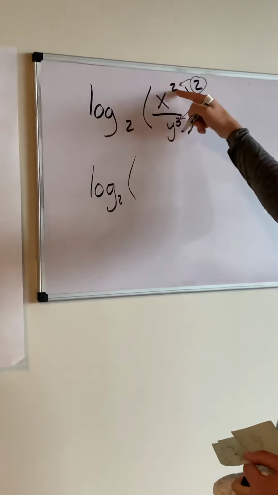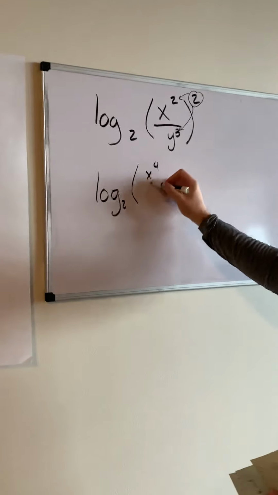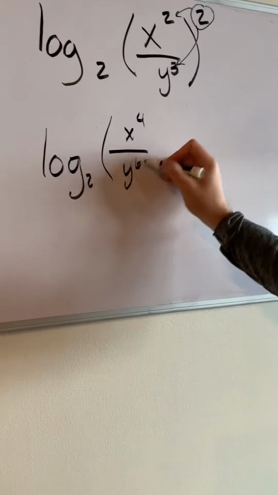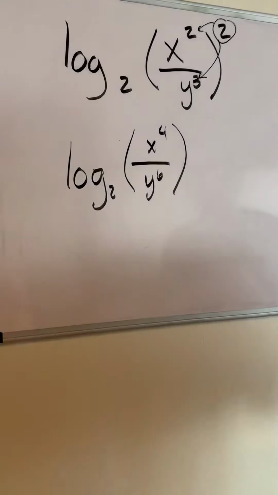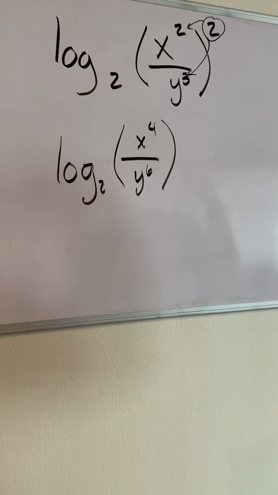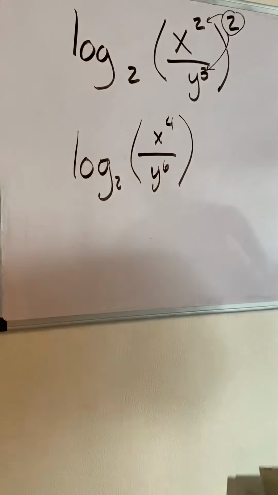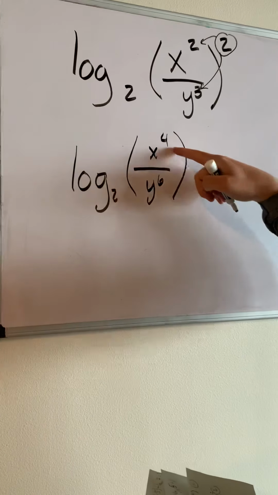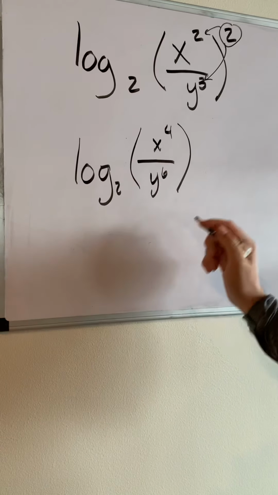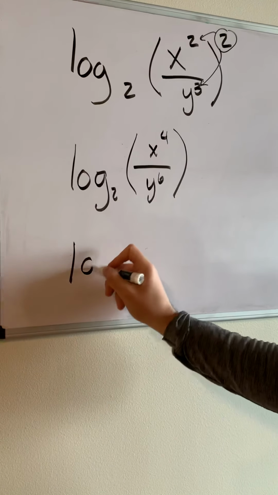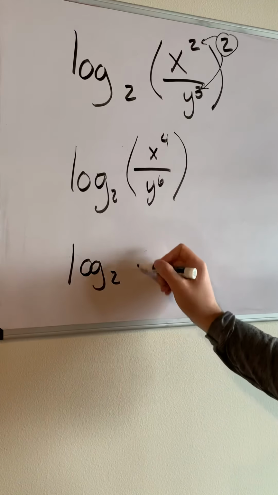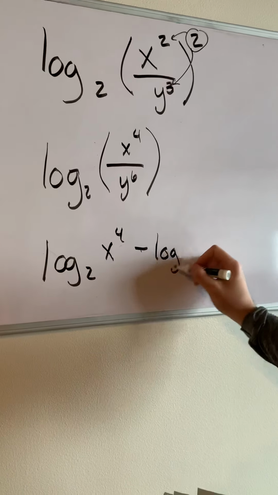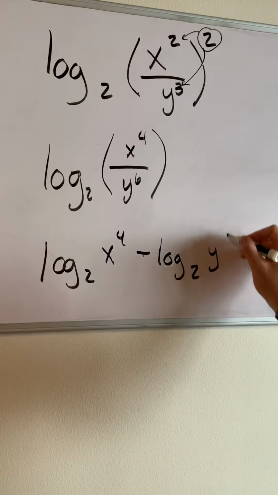Well, that would be x. 2 times 2 is x to the 4th. And y cubed times 2 is y to the 6th. Okay, now I got rid of that power on the outside, and I can go ahead and split this up. So this is division, which means it's going to become subtraction. So I have log base 2 x to the 4th minus log base 2 y to the 6th.